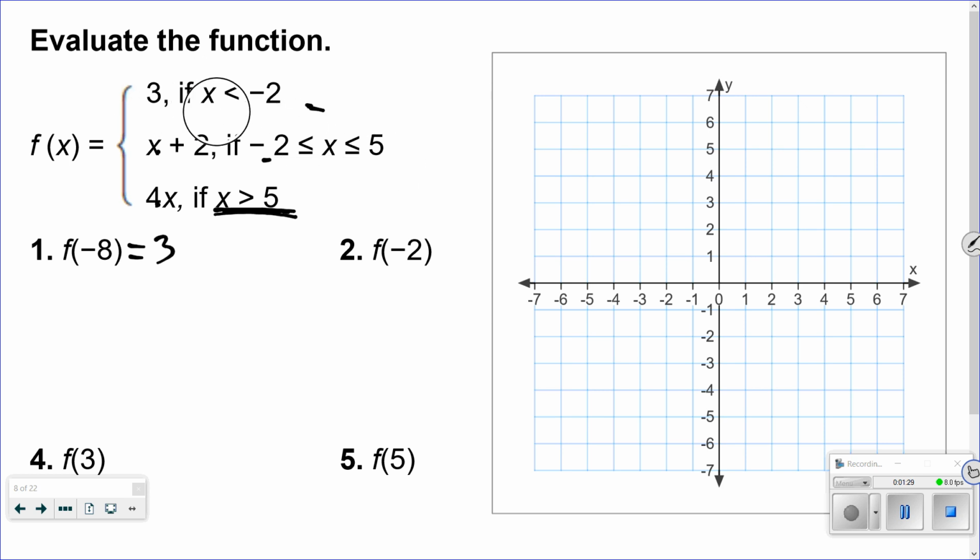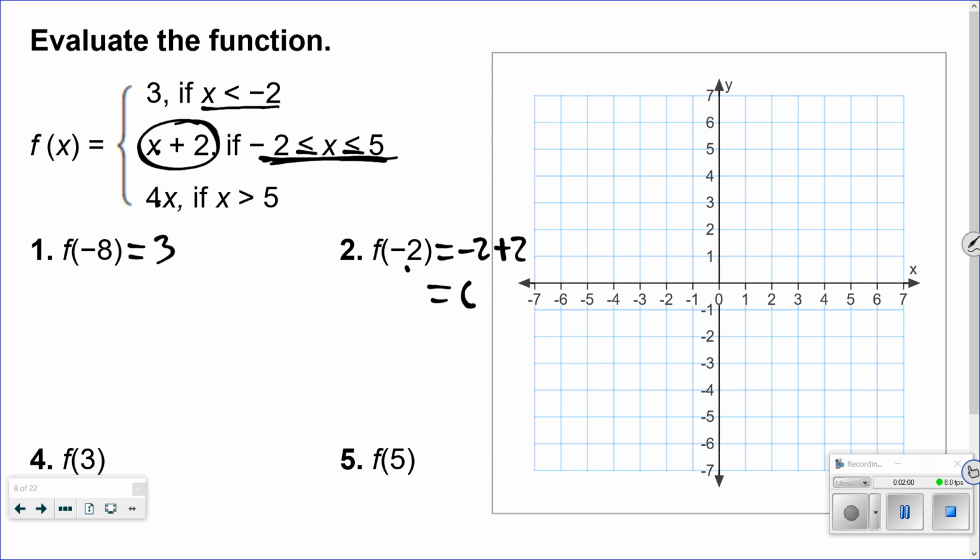Let's do this next one, f of negative 2. Again, I have to look at my conditions and decide which rule or equation I'm going to use. Negative 2 is not less than negative 2, so it's not that one. This one says x is between negative 2 and 5, but it has the equal sign, so it can equal negative 2 or equal 5. Well, it is negative 2, so this one does work right there. So I'm going to plug in that equation. I plug negative 2 in for x, I get negative 2 plus 2, so it works out to be 0.